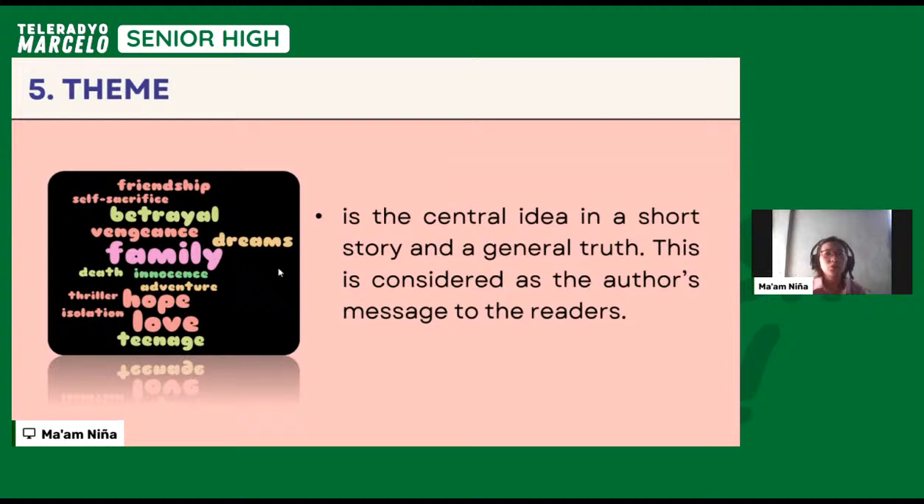So each of them has their own dreams, and the story now revolves on how each of those four sisters will achieve their dream. So in my example here, it could be about friendship, self-sacrifice, betrayal, or vengeance. So it depends on how the author will convey the message of the story in these themes.